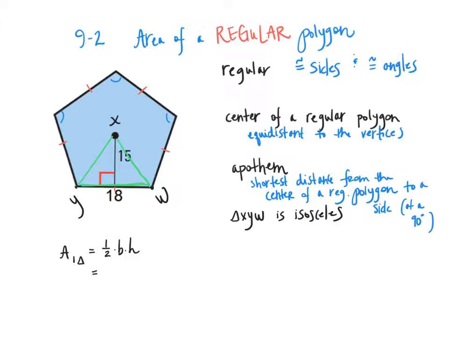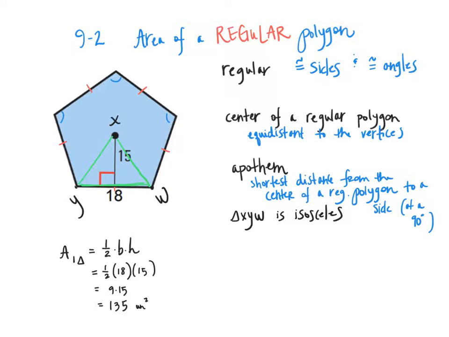Well, in this diagram of the regular pentagon, do we know the base of that green triangle? Yes, I would say it's 18. Do we know the height? Yes, I would say it's 15. And then we could multiply, and we're going to get, what, 9 times 15, which will be 135. And its area, so we could say units squared.